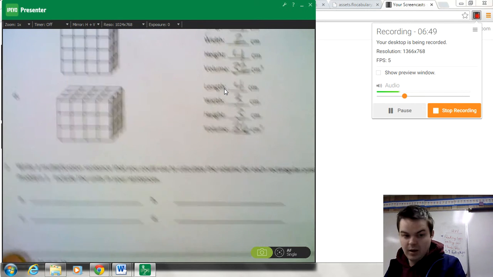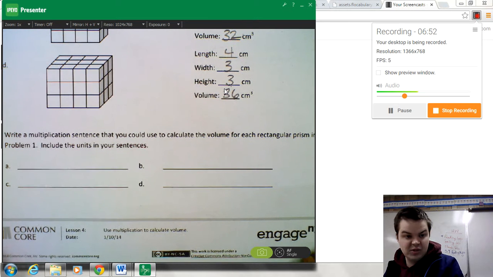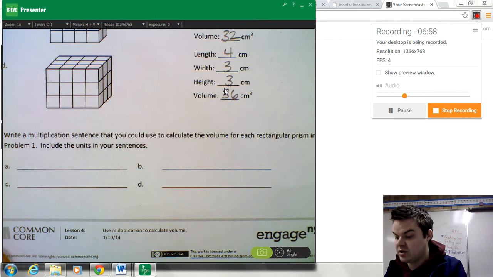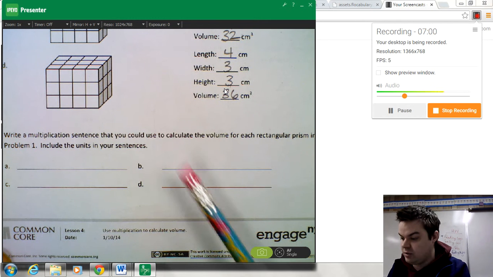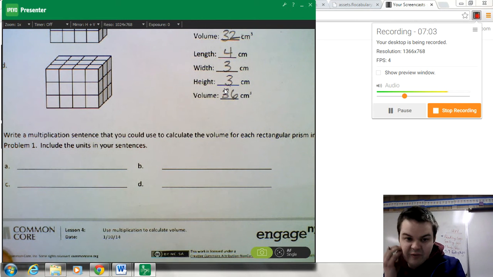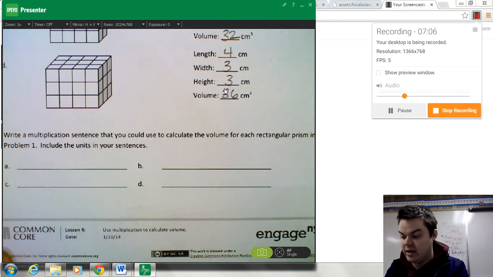Right? Now, on the bottom here, it says use the multiplication sentence that you could use to calculate the volume for the rectangular prism in problem 1. So they have A, B, C, and D. That should match the numbers up here. So I want you to fill in, what did you have to multiply to find your answer? Go ahead and pause and do that now.